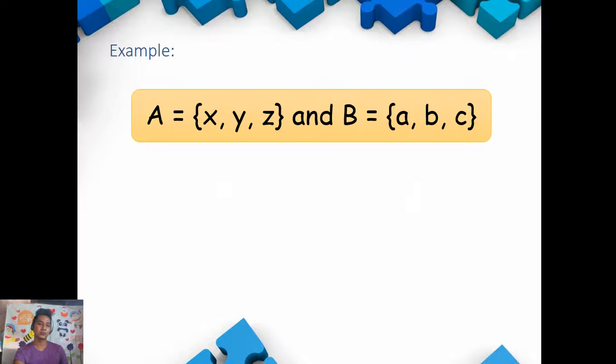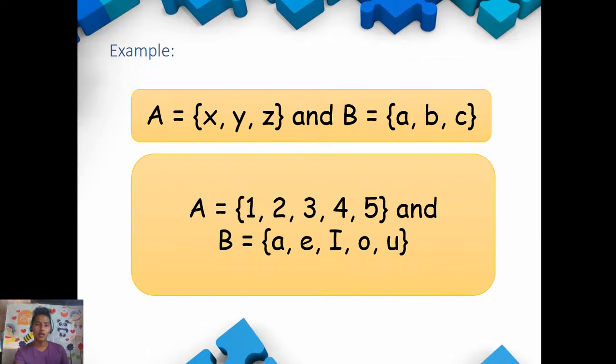Next example, if set A is equal to XYZ and set B is equal to ABC, are they equivalent sets? Yes, because it meets the condition that it has exactly the same number of elements. How many elements are there in set A? We have 3. How about B? Set B, we have 3 also. So it is an equivalent set.